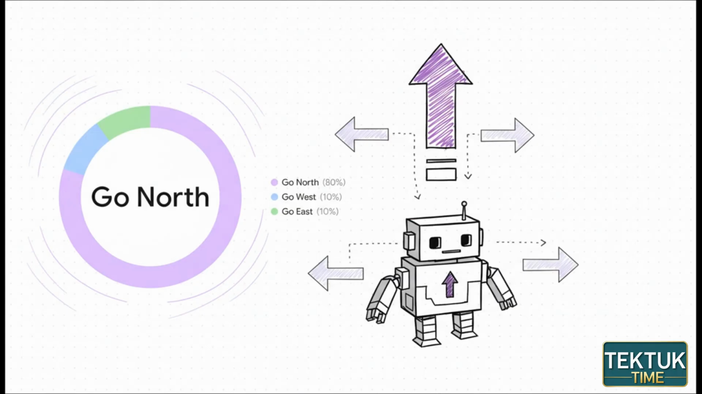So let's say our robot decides to go north. You'd think it would just go north, right? Nope. There's only an 80% chance it actually moves north. Then there's a 10% chance it kind of veers off to the west, and another 10% chance it slips over to the east. Every single move has this element of pure chance baked into it.